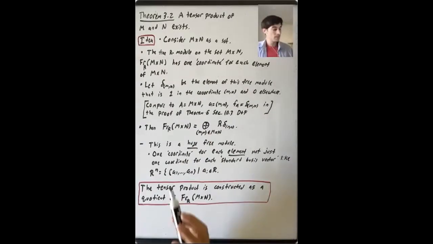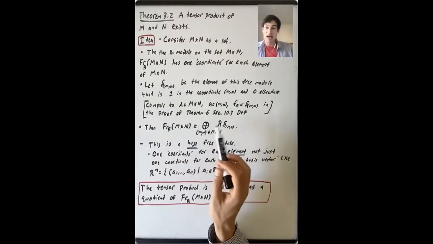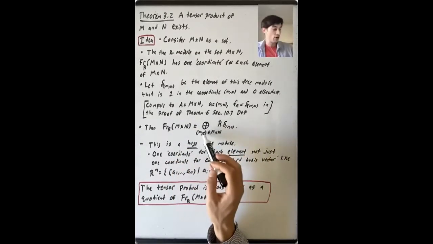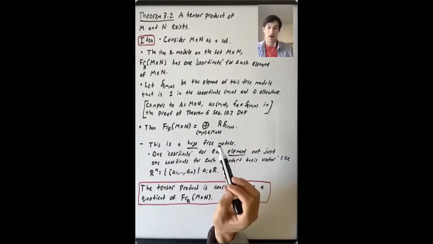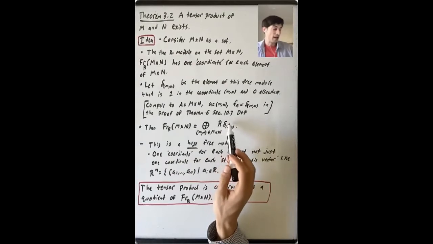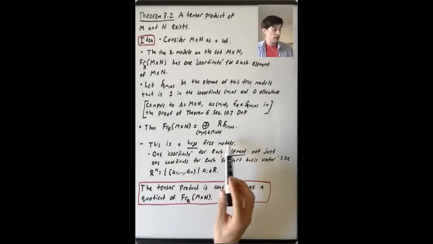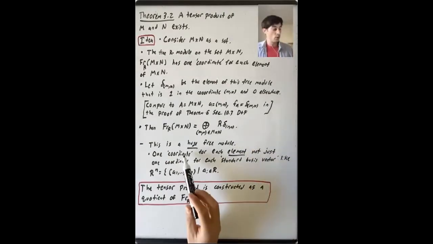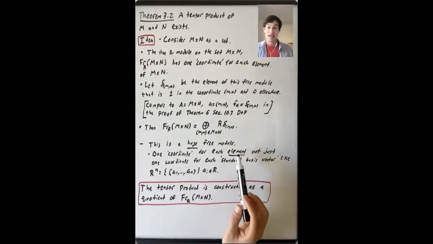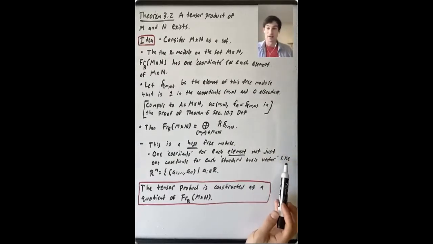All right, so then what is this free R module? It's this giant direct sum taken over all of the elements in M cross N. So all the elements of R times this delta_(M,N). So I just want to emphasize this is a really huge free module. This has one coordinate for each element in M cross N, not just one coordinate for each standard basis vector.